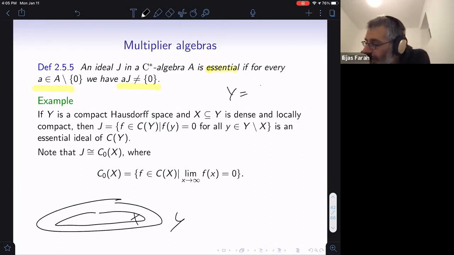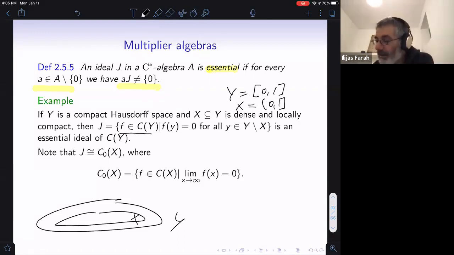For the first run, it makes sense to look at this. So Y is the closed unit interval and X is the half open unit interval. All right, so X is dense and locally compact. Now look at this ideal J: all the functions in C of Y which vanish outside of X, so all the functions which vanish on this set here. Now X is dense, of course. I don't know how to draw a dense X, but you get the idea. In this particular case, those would be functions that at zero assume value zero. Right, this is an ideal, it's essential.